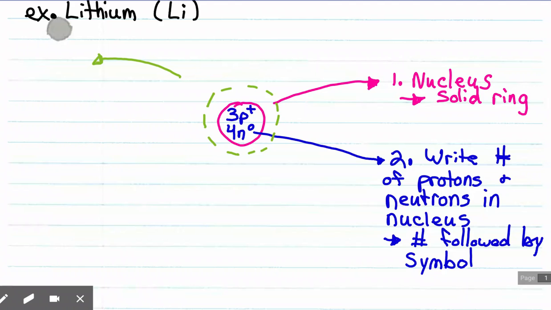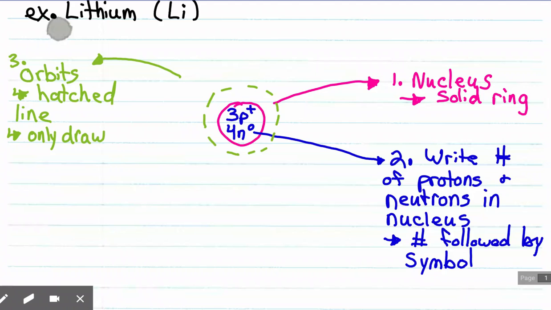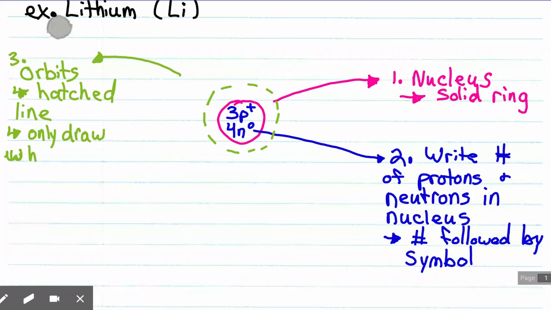So I'm going to come up here and draw 3 orbits. They are a hatched line. And when we draw our orbits, we only draw what we need. I'm going to explain what I mean in a minute. So only draw what is needed. After we draw our orbits, we can fill in our electrons. The last step is to add our electrons.